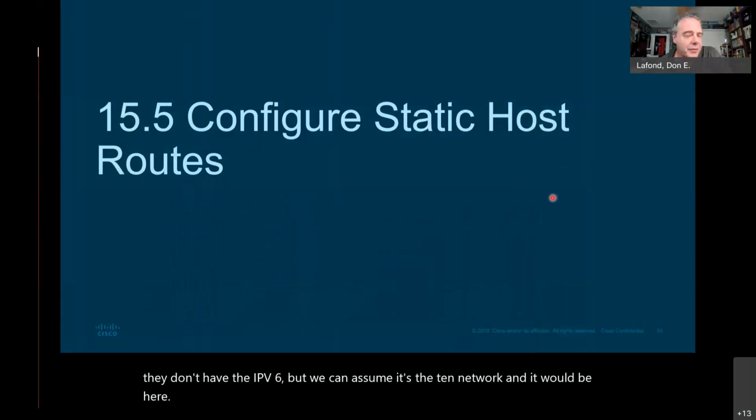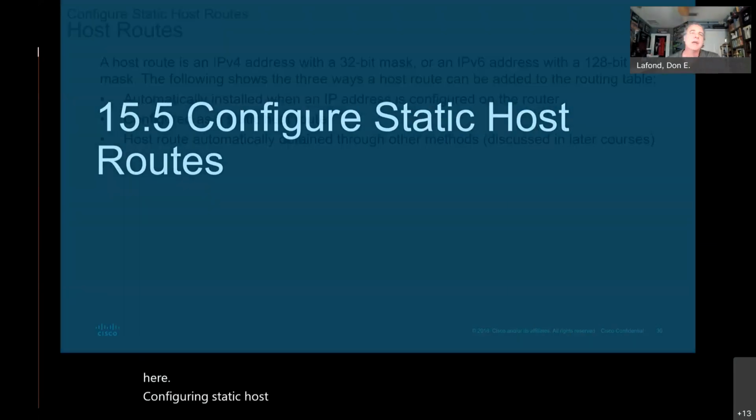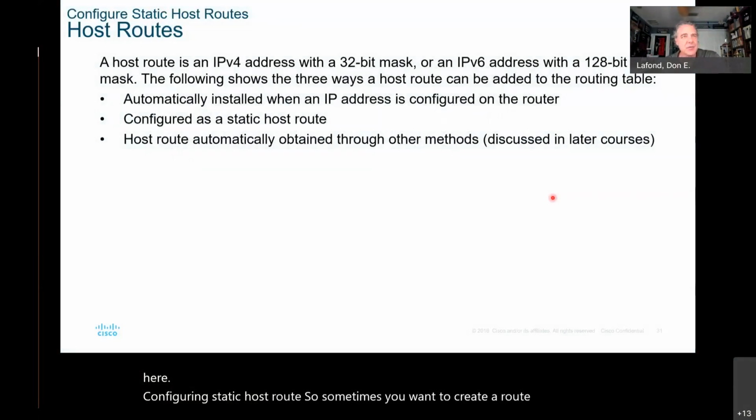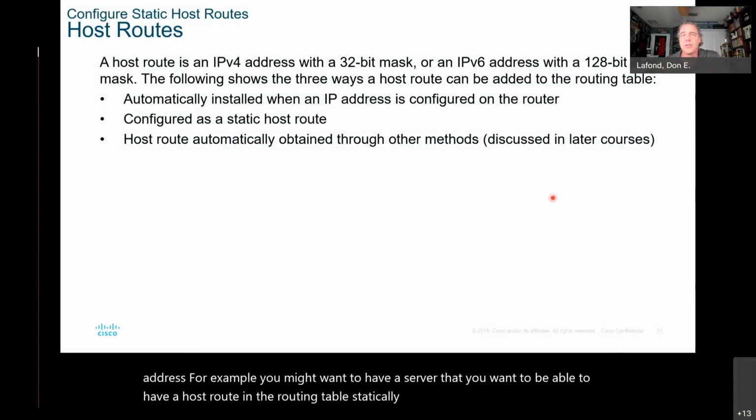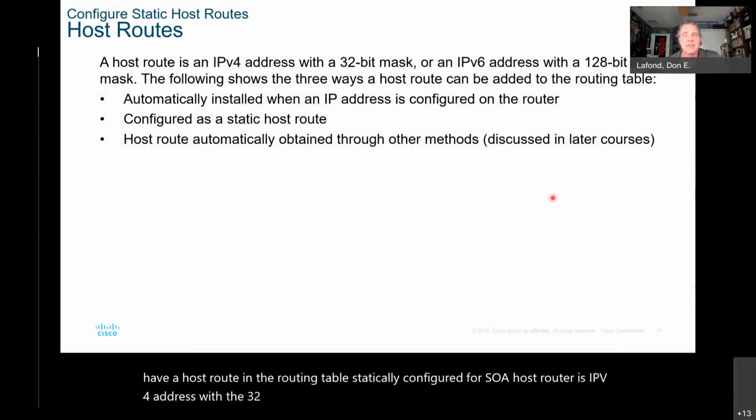Configuring static host routes. Sometimes you want to create a route to one individual address. For example, you might have a server that you want a host route in the routing table statically configured for. A host route is an IPv4 address with the 32-bit mask, or an IPv6 address with the 128-bit mask. The following shows 3 ways a host route can be added to the routing table.